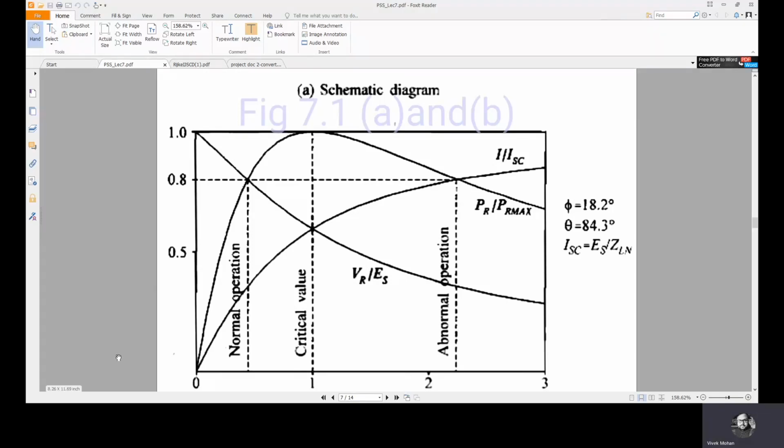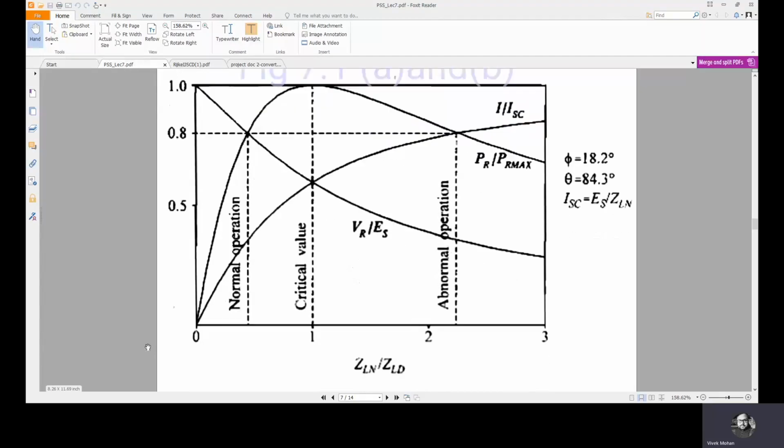Now coming to the receiving end power, we know that the current is increased, right? The current is increased and current squared into ZLD is the complex power received at the receiving end. But if you take the real part of that particular power, then you will get the real power, right?